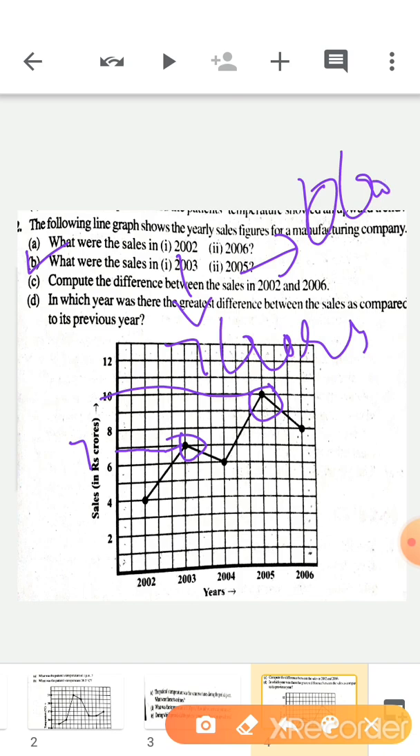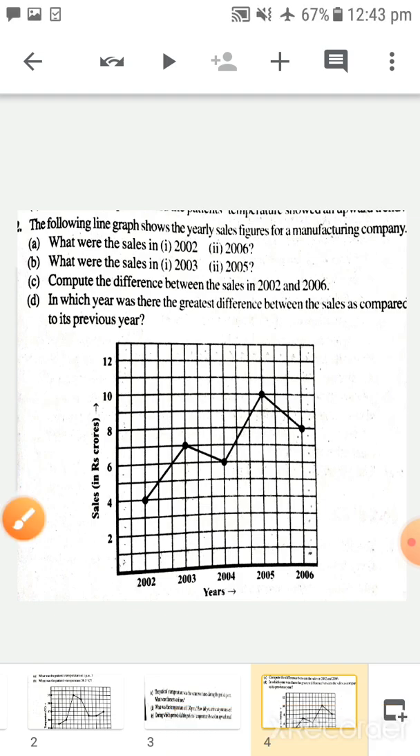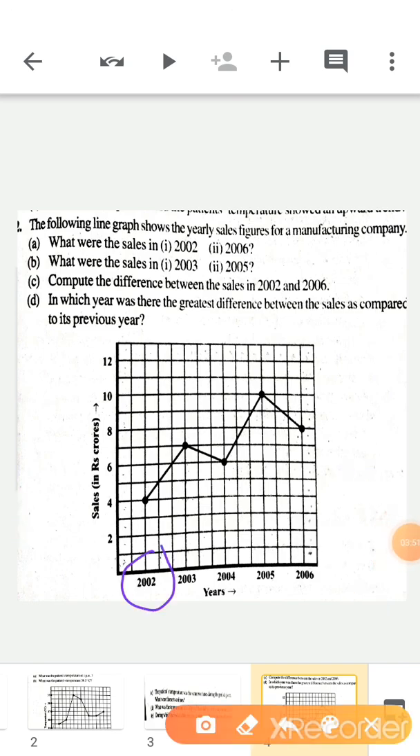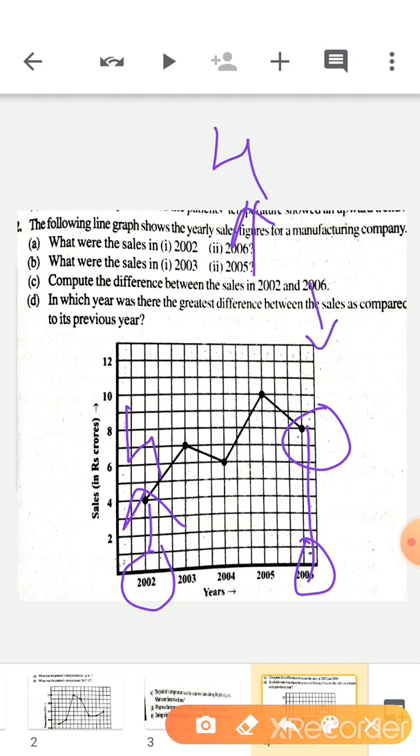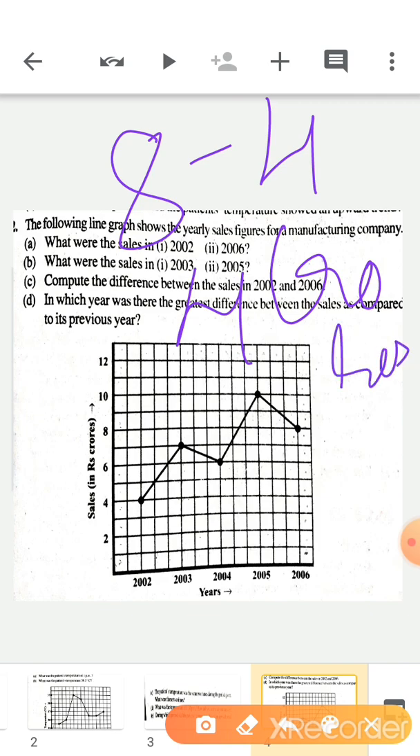Okay, now let's see the C part. C part is compute the difference between the sales in 2002 and 2006. So in 2002, if we concentrate, 2002 sales is 4 crore, and in 2006 sales is 8 crores. So we need to find the difference. The difference is 8 minus 4, it means 4 crore. Okay, 4 crore difference is there.